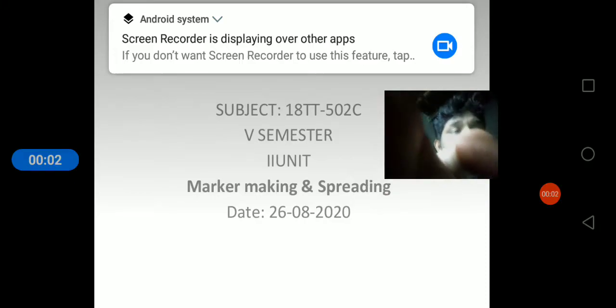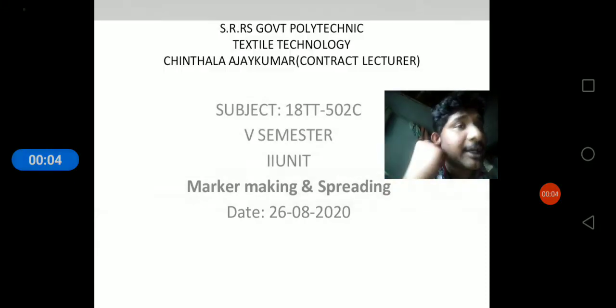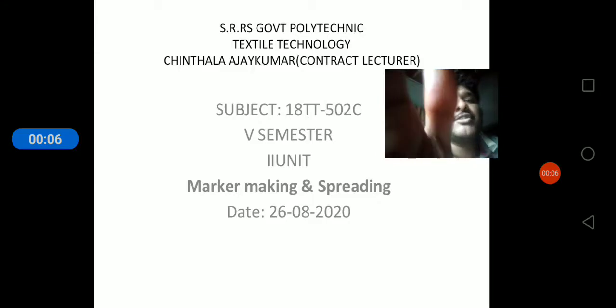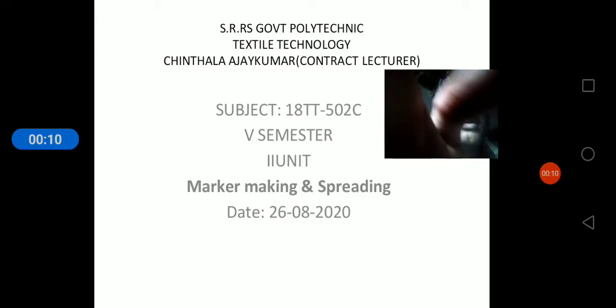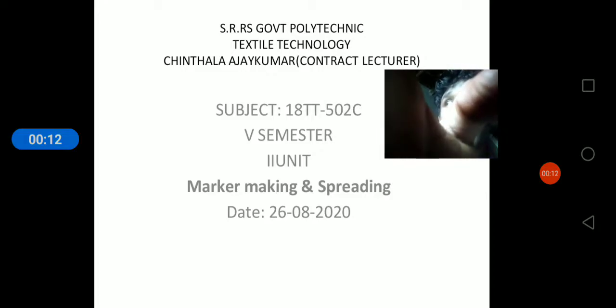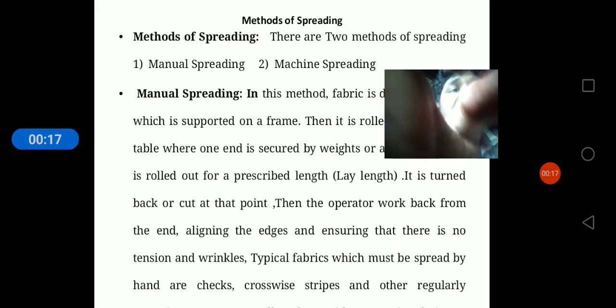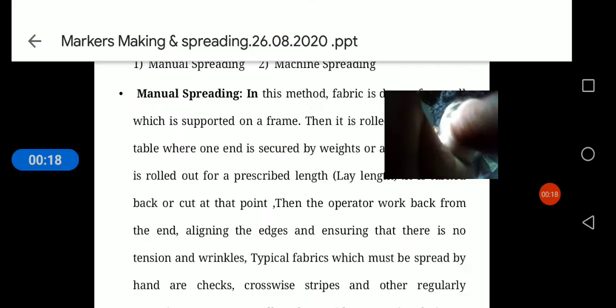Of marker marking and spreading. First of all, we have to see the marker marking and the different types of definitions on spreading. After that, we will go to the long essay type questions. First of all, we have to discuss the methods of spreading.